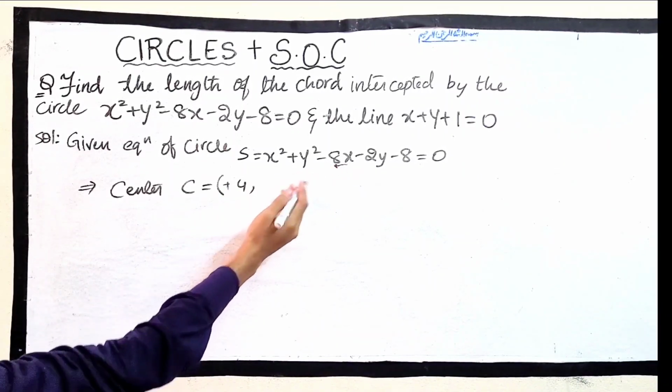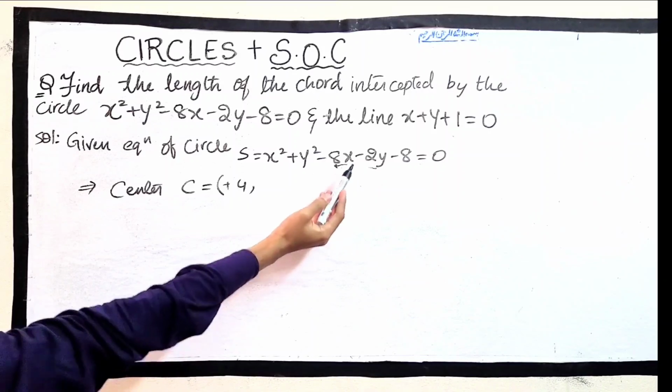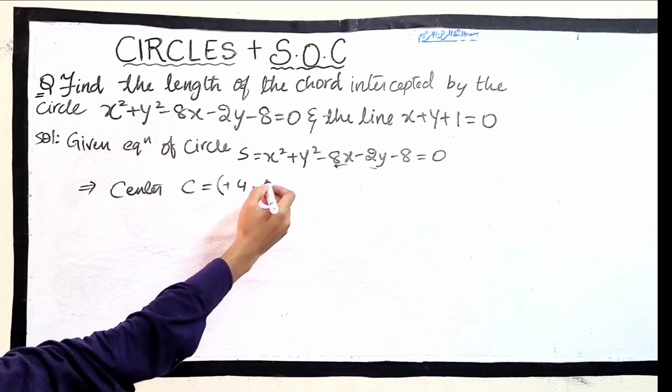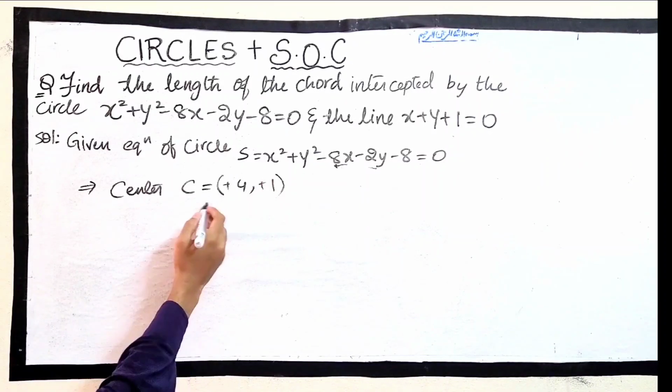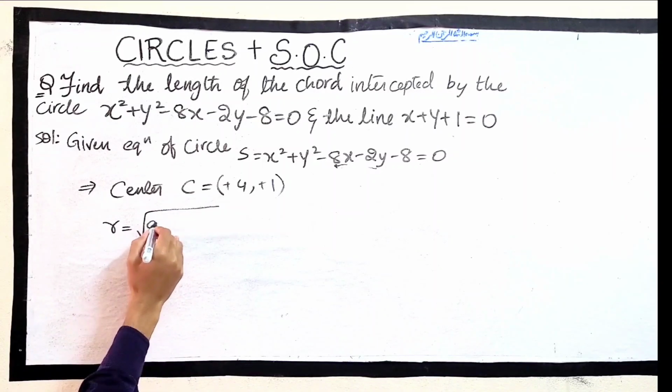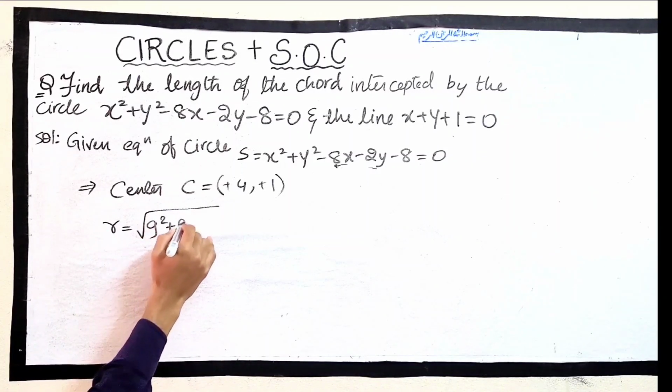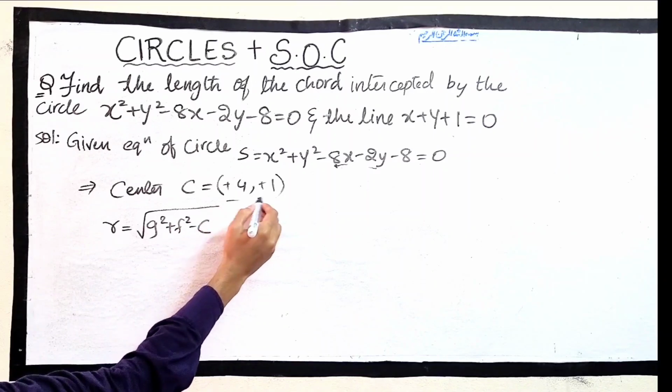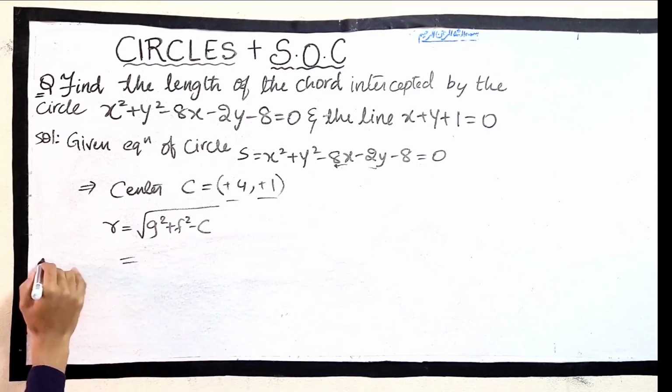And here also the same. Coefficient of y, change the sign, it will be positive, and divide by 2, which will be 1. You will get the center (4, 1). Now find the radius. What is the radius? The formula is root of g square plus f square minus c, where the center is (minus g, minus f). So you will get the radius of the circle.